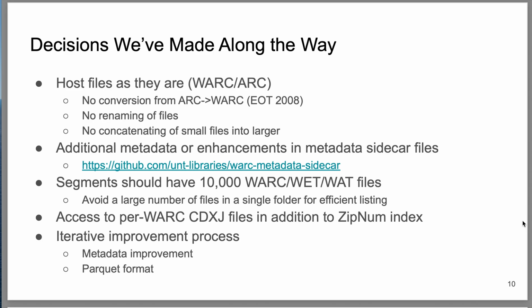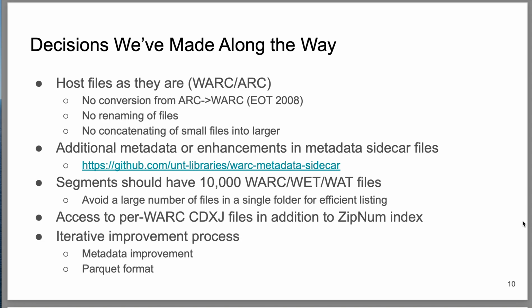We tried to keep all of the segments in groups of basically 10,000 WARCs, just to make sure that there wasn't an overwhelming situation if you tried to download a whole segment. It also keeps things easier for us to manage bucket-wise and moving things around, or folder-wise. In addition to the formats that Common Crawl makes available, we also made available the CDXJ files at the WARC level, in addition to the zipnum index.